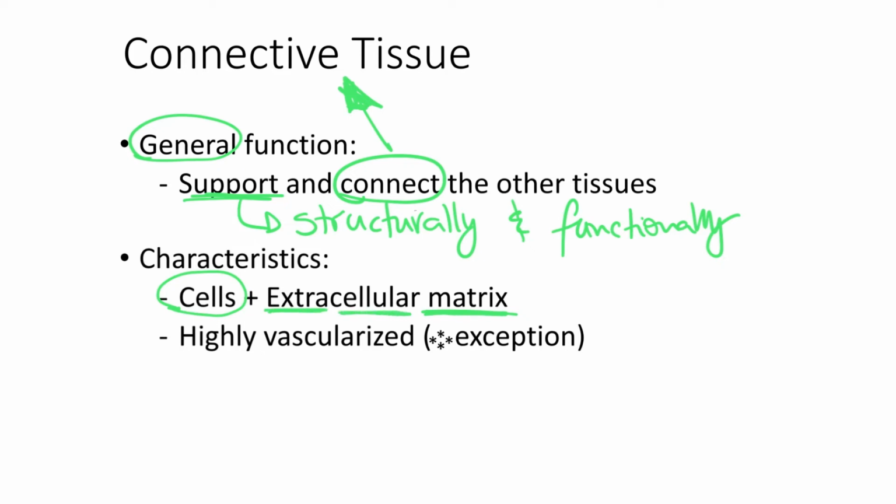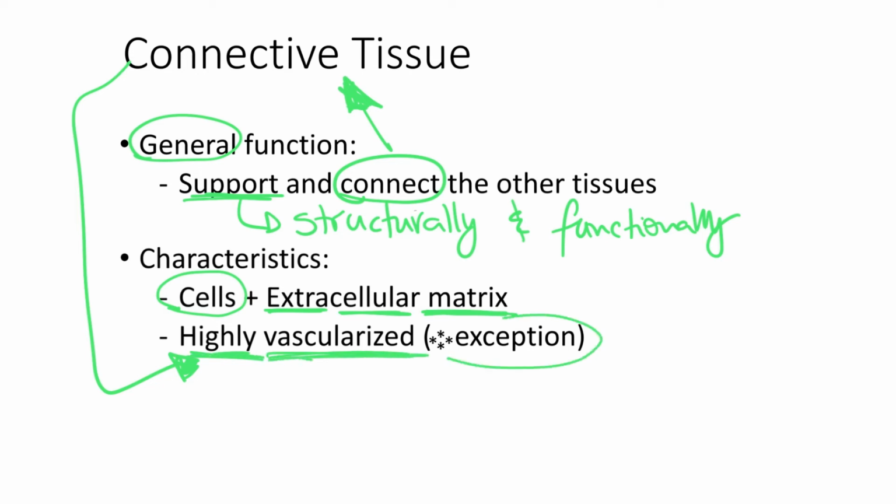Another big difference that we have when we compare the connective tissue with the epithelial tissue that we already studied is the fact that the epithelial tissue was avascular, right? There were no blood vessels. But when you look at the connective tissue, you have lots of blood vessels. And that's why we say that the connective tissue is highly vascularized. We have exceptions. But overall, the connective tissue is highly vascularized.